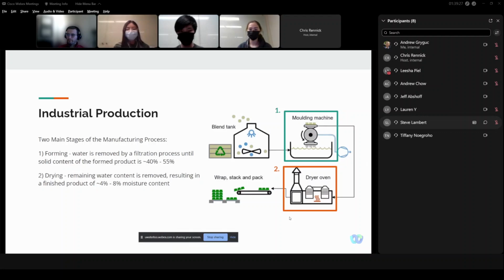In terms of producing the product itself, we looked at the manufacturing process standard for molded pulp. Typically, molded pulp is produced in two main stages, and that's in the forming stage where water is removed from the pulp through a filtration process until the solid content of the formed product is 40 to 55%. Then it goes into a drying stage where the remaining water content from the semi-formed product is removed, resulting in a finished product of about 4 to 8% moisture content, which is what it should be at normal room temperature. That said, we will be discussing different technologies used for these stages that could improve the product.